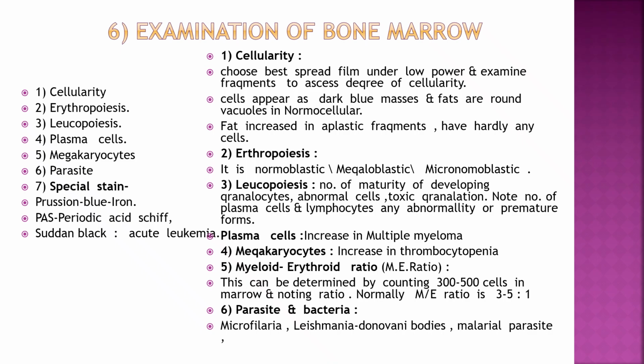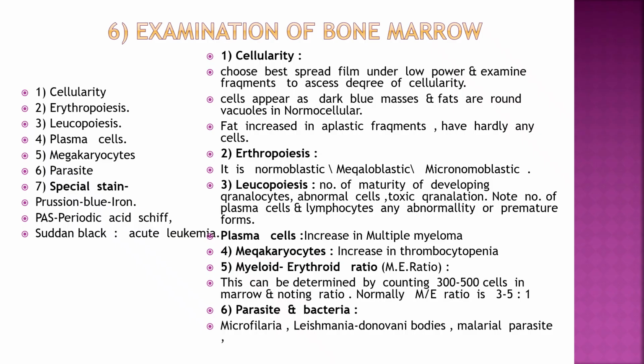So in that we have to see certain points like cellularity, so either normal or hypercellular or hypocellular. So that we can make out by the cavities which are present because of the fat cells. So if the normal cavities are seen, then it is normal. If the cells are more and cavities are less, then it is hypercellular. If the cells are low and cavities are more, then it is hypocellular.